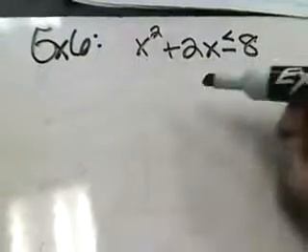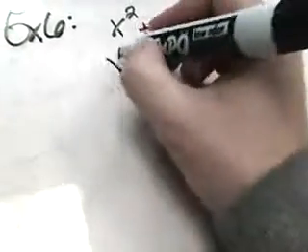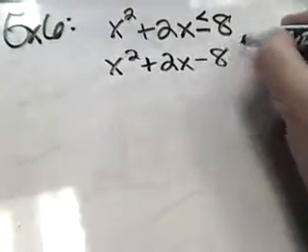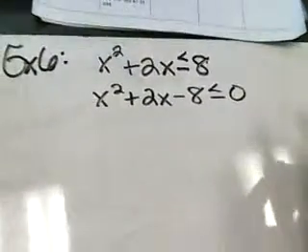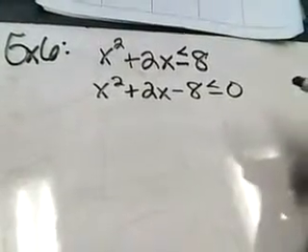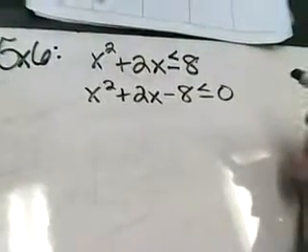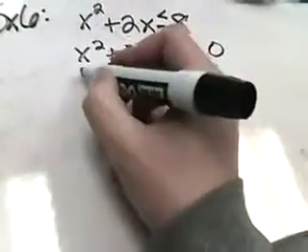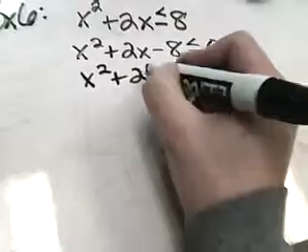Remember, I always want this on the same side. So x squared plus 2x minus 8 is less than or equal to 0. Now I can start to find solutions. Remember, you can use graphing, quadratic formula, completing the square, factoring, whatever you prefer. I try to use factoring first.